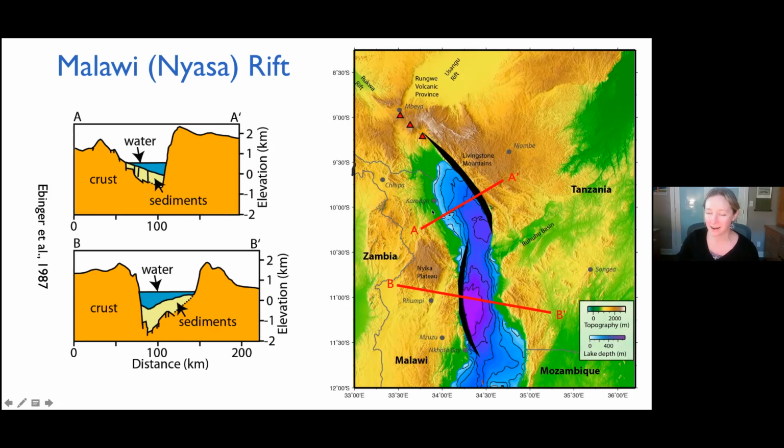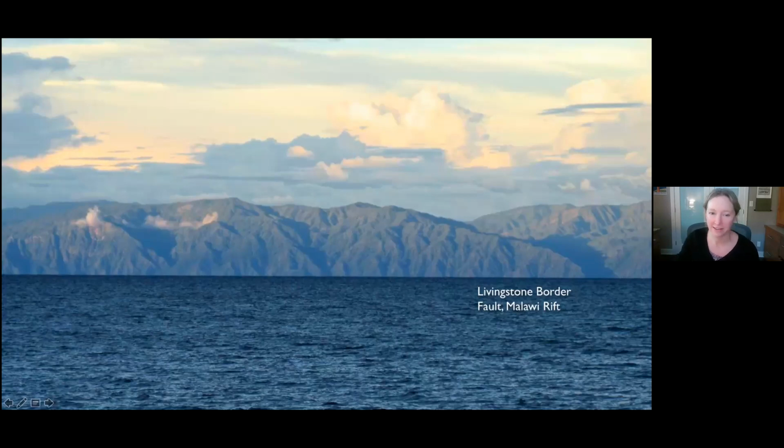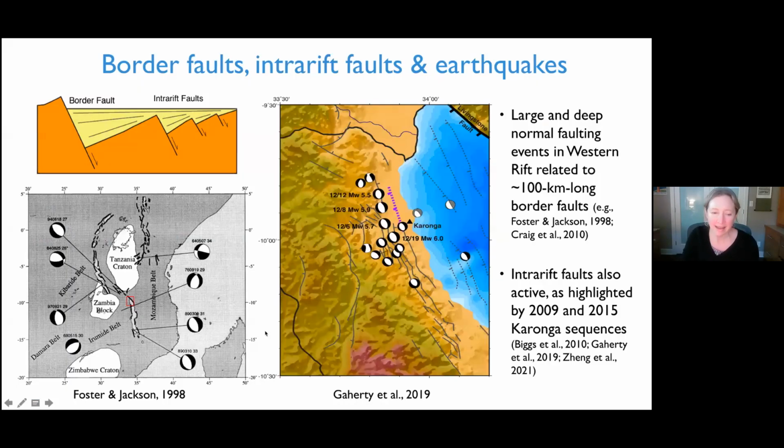And if you stand here on the western side of Lake Malawi and look to the east, this is the view that you see. These are the Livingstone Mountains, and they're just this spectacular mountain range soaring 2 kilometers above the lake. So this is a very beautiful rift system. And it's a very nice one to try to address some of the questions I laid out before. As I tried to show you, we have these very large border faults, and we know from the longer earthquake history that these are thought to host relatively large and deep earthquakes.